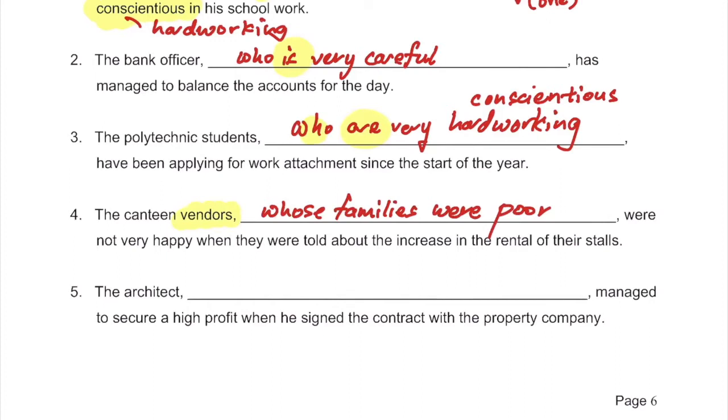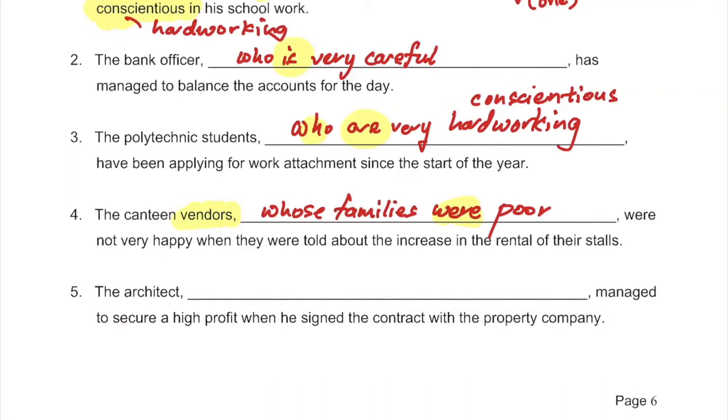But in this case, I use past tense because I want to be consistent with the rest of the sentence and there's nothing limiting me. So I can use past or present tense. So the canteen vendors whose families were poor were not very happy when they were told about the increase in the rental of their stores. Very easy, very straightforward. Good job there. Megan, thank you very much for linking that to the poverty. Good job. Okay, Ellie, let's move on to question 5.